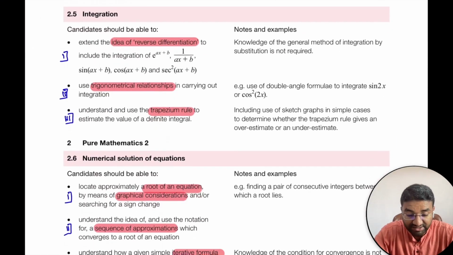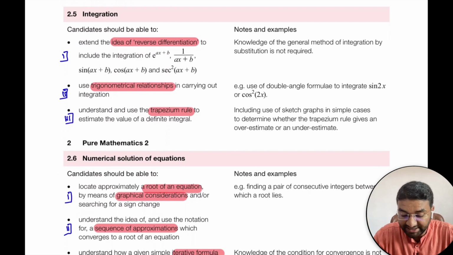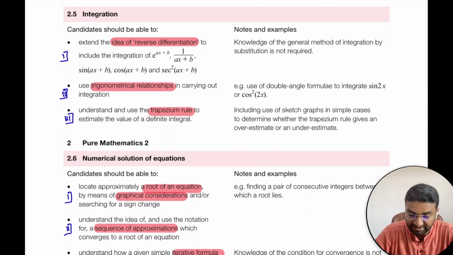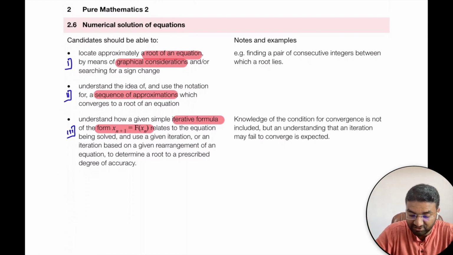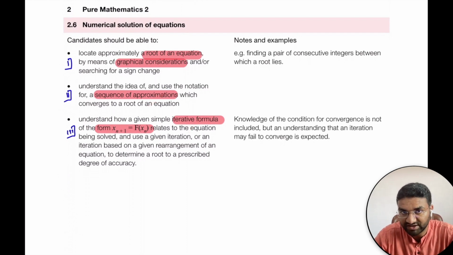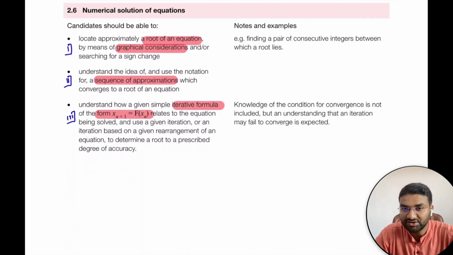Then next, the integration part: we have to understand the idea of reverse differentiation, then trigonometric relationships, then the trapezium rule. Then numerical solutions of equations: we have to find roots of the equation, graphical solutions, then sequence of approximation, the iteration formula. Most of the time we have to utilize this iteration formula to calculate the solution of an equation.